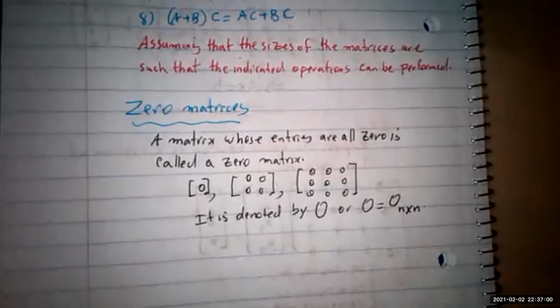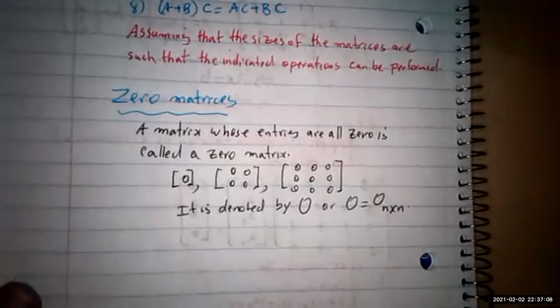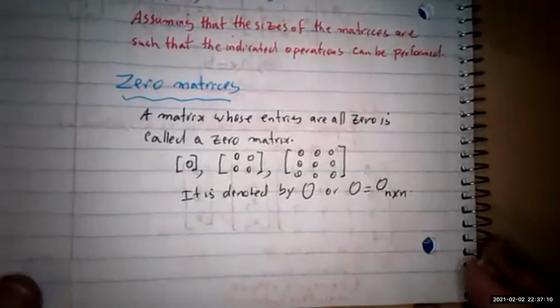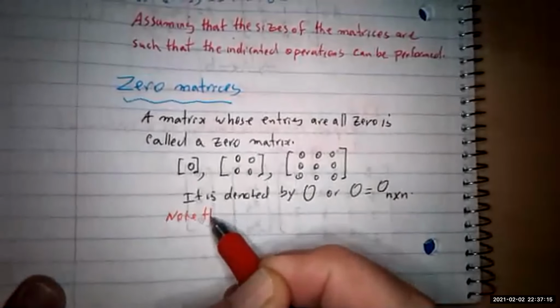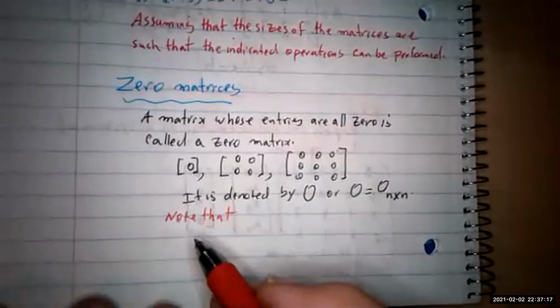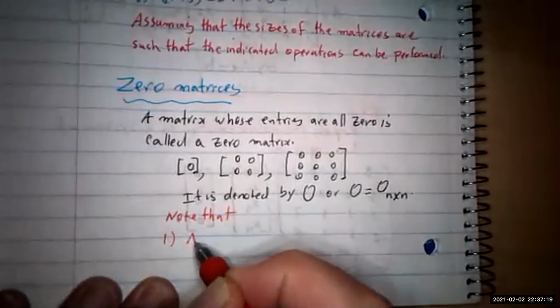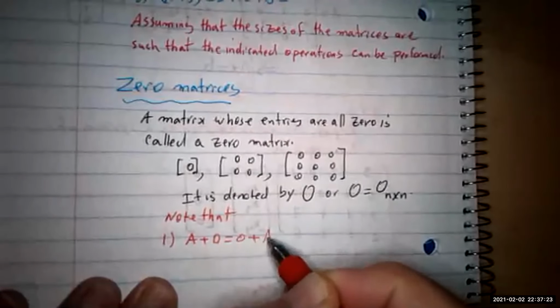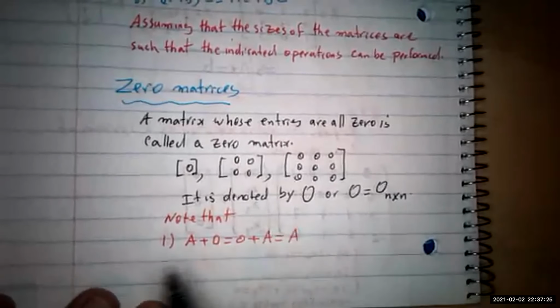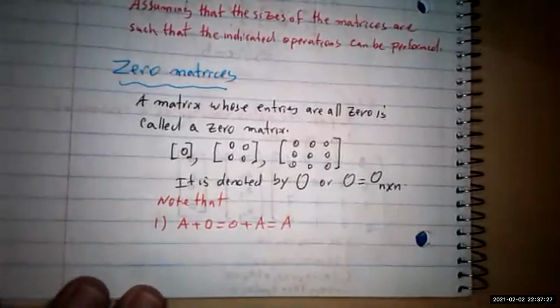Now that you introduce the zero, it behaves like zero. Note that it's a nice one. So what do you expect? You expect that if you add the zero to each matrix, that gives you the matrix itself, identical. So zero is the additive identity.